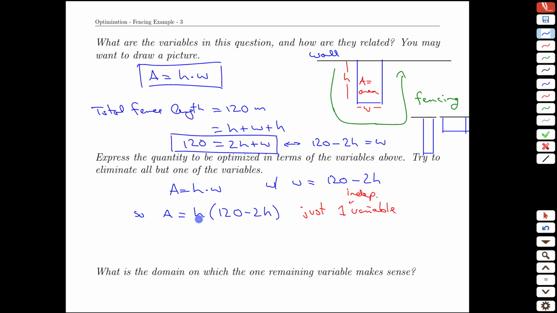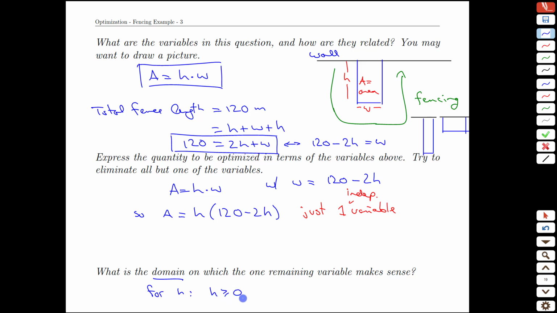Now, because we're going to be working with h, it makes sense to ask what kind of values h could take on. So the domain for h is not always related to the formulas. In fact, this formula here is totally valid for any value of h, negative, positive, huge, small, doesn't matter. In optimization problems, the domain tends to be something we derive from the shape that we're looking at. And in particular, we'd better have h greater than or equal to 0. It doesn't make any sense to have negative length of fencing.